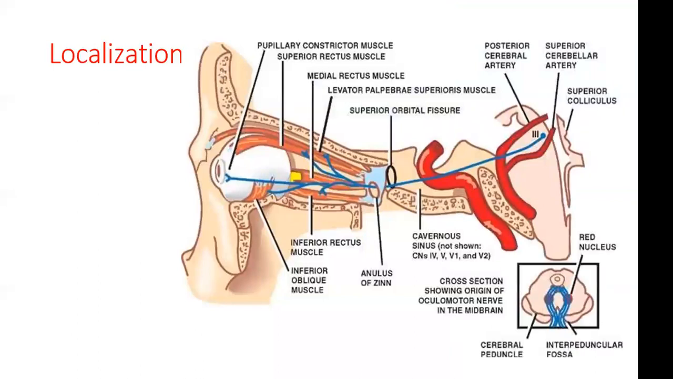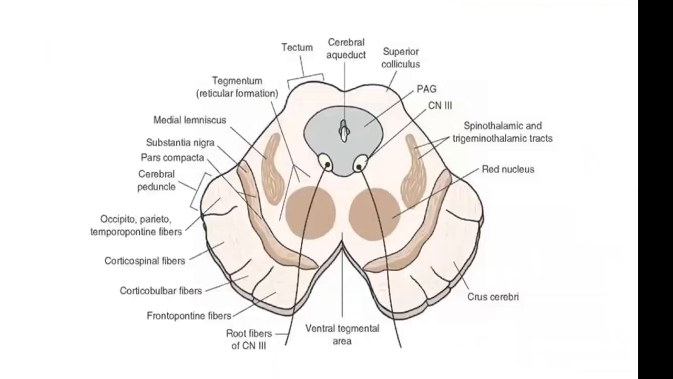We are trying to pinpoint where in this long course the lesion is. So we start right at the top, at the midbrain. Imagine if it's a midbrain lesion, what is going to happen? The third nerve is going to go with some other structures. One of the other important structures is the corticospinal tract, which travels somewhere around in this region.